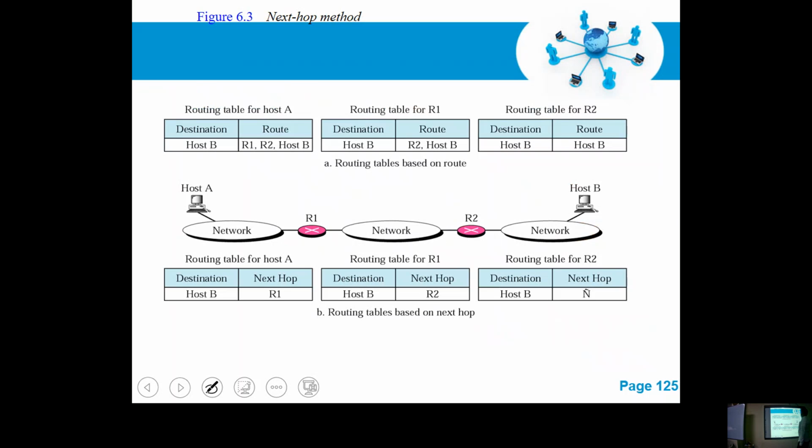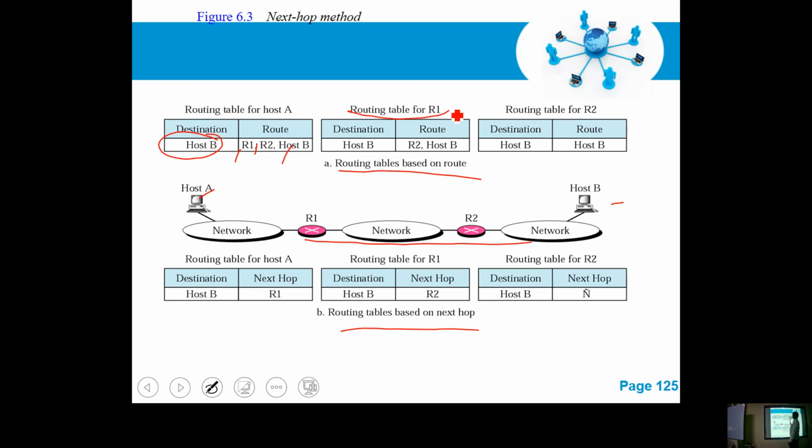So the first example is routing table based on route. For example, if I want to go to the destination host B, should I consider the entire path from source to destination? That means first I will go to R1, then to R2, then host B. Is this the path I have to follow, or do we have other options? This is just like if I am going from A to B, I consider all the intermediate nodes which are available.